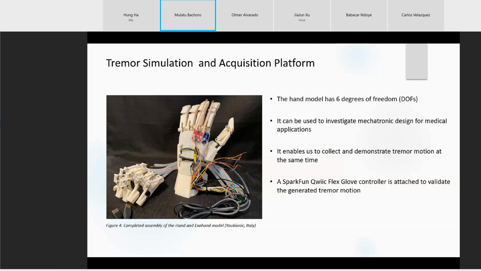This picture on the left side shows the complete assembly of the hand and exo hand model. We also attached a flex sensor to validate the generated tremor motion. So we will compare the theoretical and experimental signals. Next slide, please.